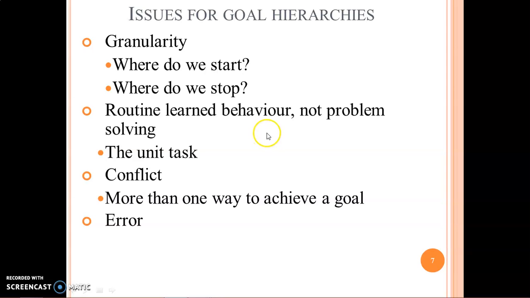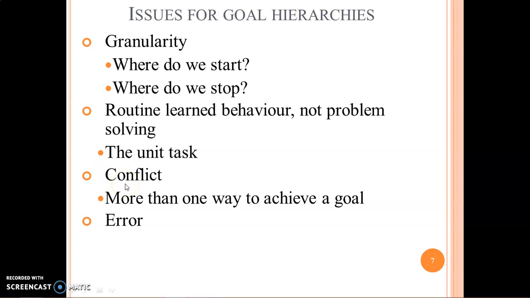Routine learned behavior is not a problem solving. So, the most abstract task is referred to as the unit task. The unit task does not require any problem solving skills on the part of the user.